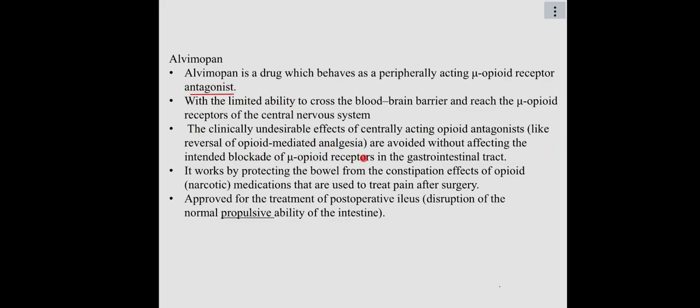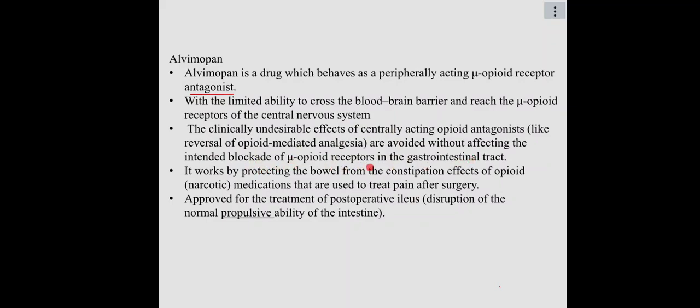The clinically undesirable effects of centrally acting opioid antagonists, like the reversal of opioid-mediated analgesia, are avoided without affecting the intended blockade of mu opioid receptors in the GIT. In other words, this is a drug that can be used. It will not have those reversal effects. It will not cause withdrawal symptoms. It is not crossing the BBB, but we are saying it can be used for blockade of mu opioid receptors in the GIT.